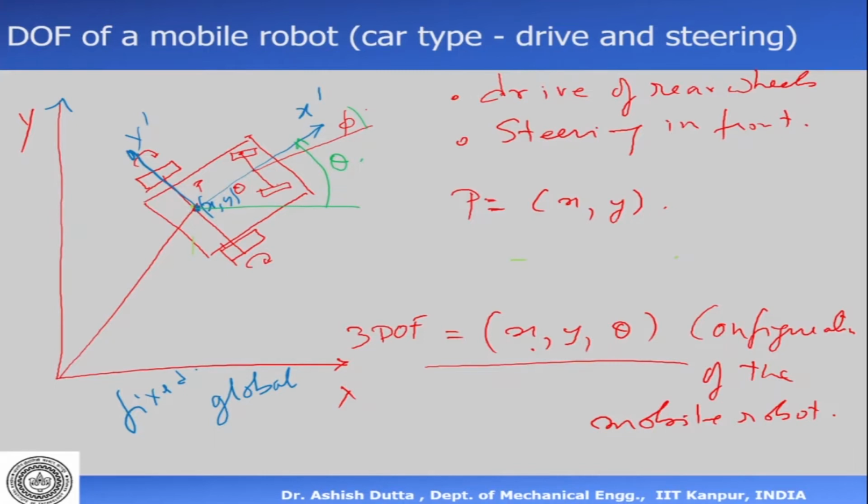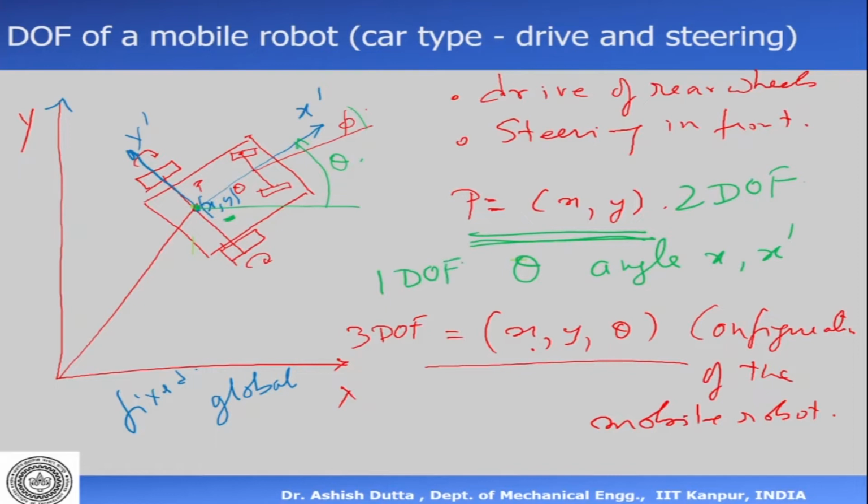Okay, so in this particular case, we see that because there is an xy, I need to define the position of this point P. That is by means of 2 points x and y. So this has 2 DOF, plus I have to define the theta. So there is a theta, which is the angle between x and x dashed. So I have 2 DOF and 1 DOF here, which is defining the angle of the body. So I have a total of 3 degrees of freedom, and this is x, y, and theta. This is also called the configuration of the mobile robot.